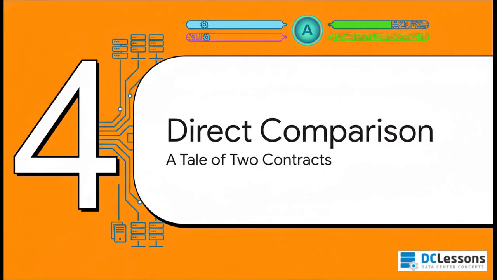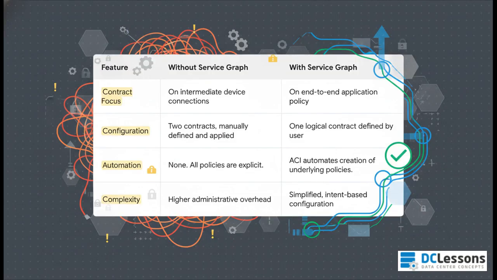Okay, so we've seen both methods in action. Let's put them side by side, do a direct comparison, and really highlight the differences. You'll see pretty quickly why this automation is such a game changer. This table really makes it crystal clear, doesn't it? Without a service graph, your focus is stuck on those intermediate network hops. With a service graph, it's all about the end-to-end application policy. Manually, you're building 2, maybe more explicit contracts. With automation, you define just one logical contract. The end result is a massive shift away from high overhead and complexity to a much simpler intent-based model.